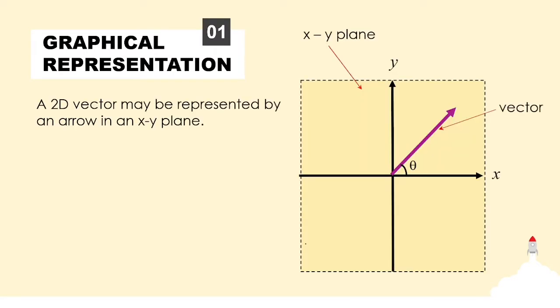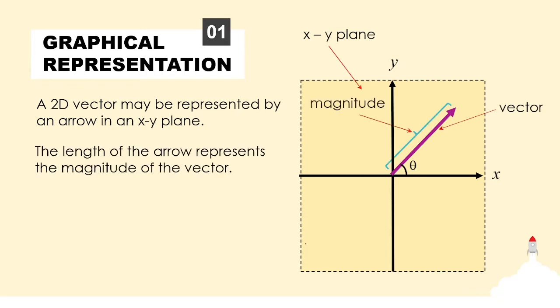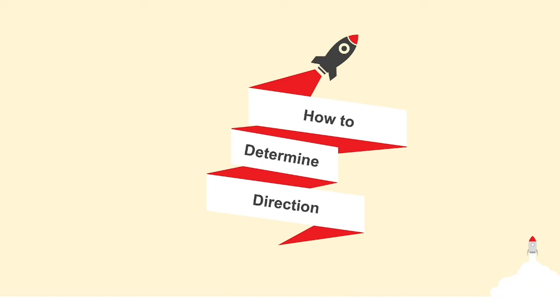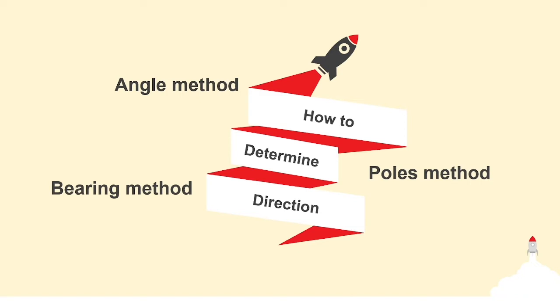Number 1, graphical representation. Vector can be graphically represented by an arrow in an XY plane. The length of the arrow represents the magnitude of the vector. The direction of the arrow represents the direction of vector. The direction is represented by the angle theta between the arrow and the positive x-axis. There are three ways to determine direction of a vector: the angle method, the bearing method, and the pole method.